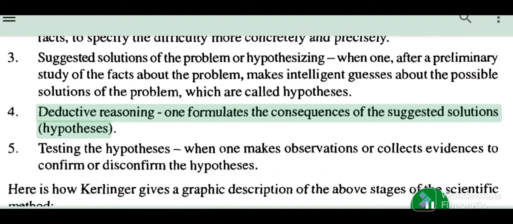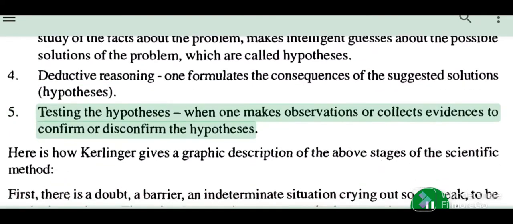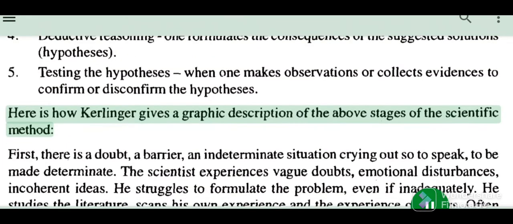4. Deductive reasoning, when one formulates the consequences of the suggested solutions, the hypotheses. 5. Testing the hypotheses, when one makes observations or collects evidence to confirm or disconfirm the hypotheses. Here is how Cullinger gives a graphic description of the above stages of the scientific method.